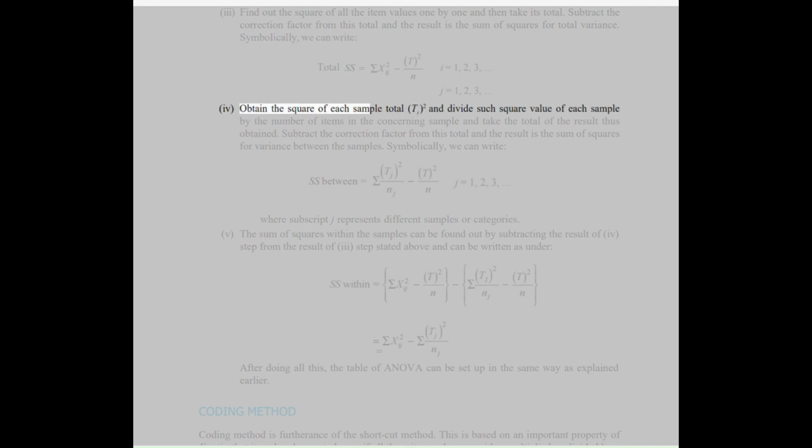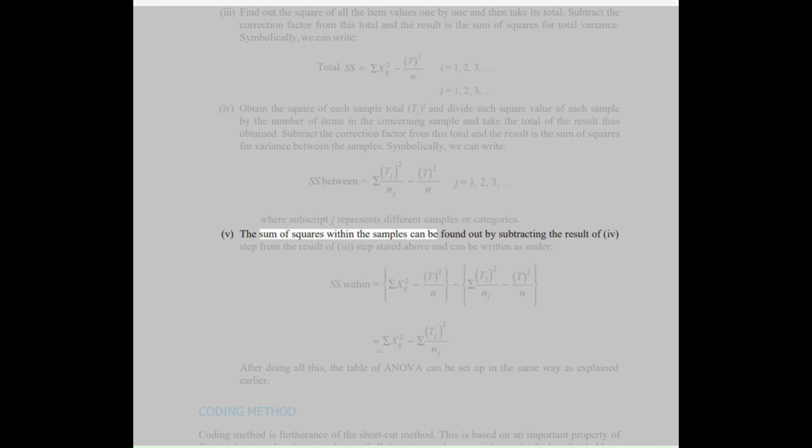4. Obtain the square of each sample total, T j, and divide such square value of each sample by the number of items in the concerning sample and take the total of the result thus obtained. Subtract the correction factor from this total and the result is the sum of squares for variance between the samples. Symbolically, we can write SS between is equal to, where subscript j represents different samples or categories.